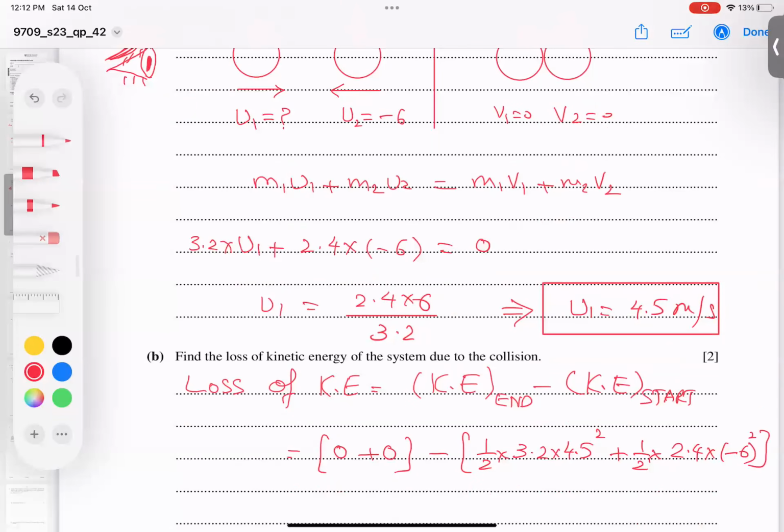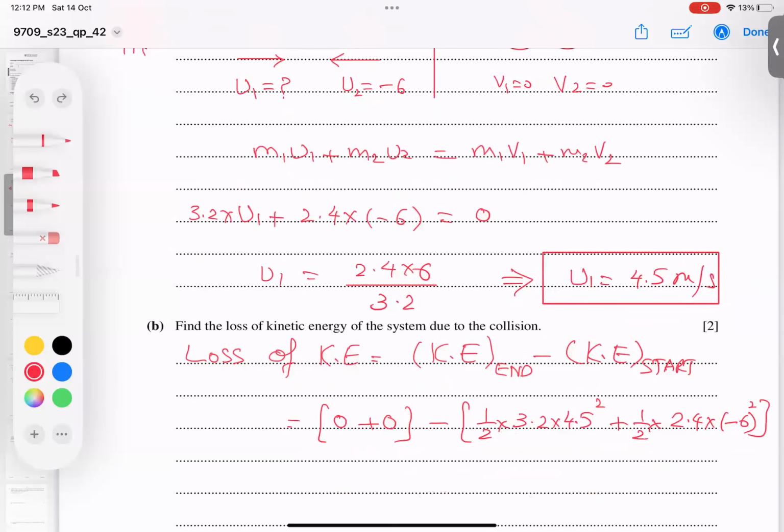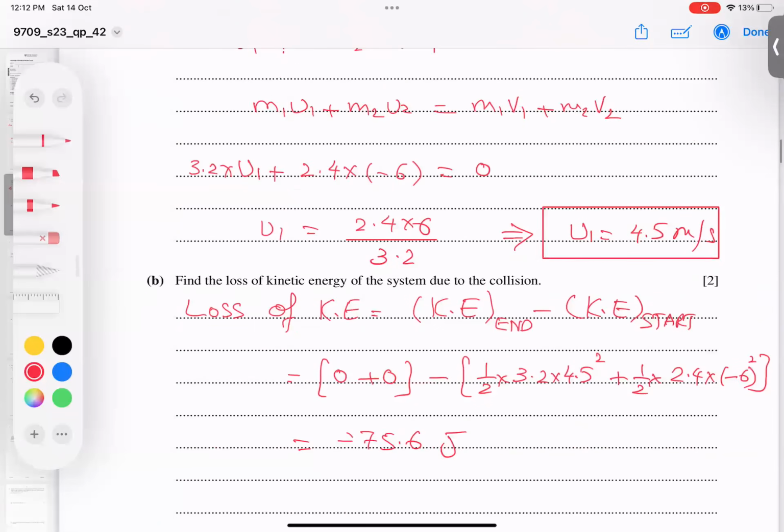Okay, now I'm typing. Let me check what answer I get. Half into 3.2 into 4.5 square, and plus half into 2.4 into 6 square. So the answer is coming, due to the power the negative sign will finish. And the final answer, because it is the loss, I'm getting here negative 75.6 joules. Actually, negative represents loss.